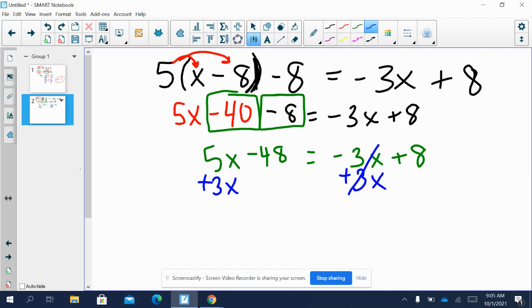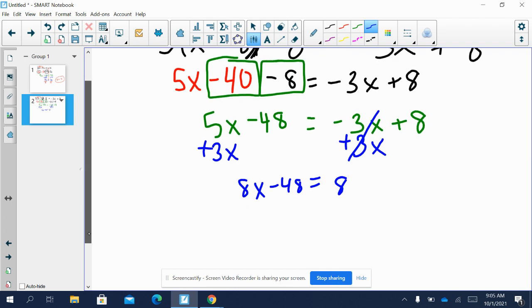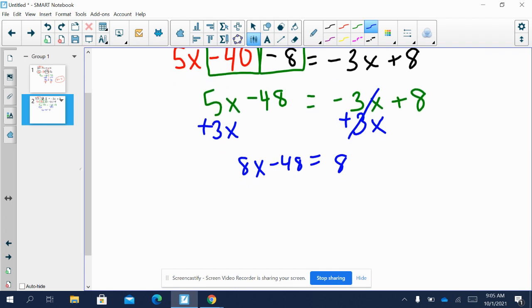5x plus 3x is 8x. So now I have 8x, and everything else trickles down. You'll notice now I have variables on the left, but I also have constants there. So we want to do something that will move our constants to the other side of the equation.